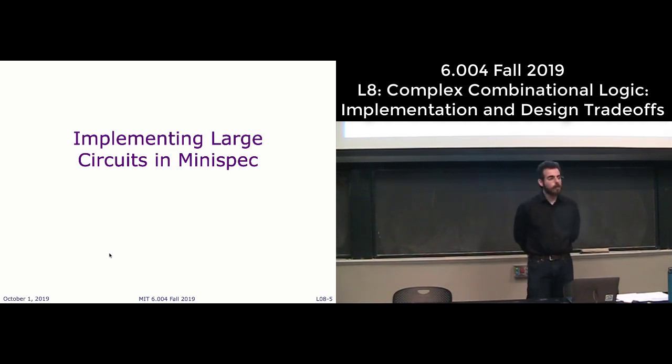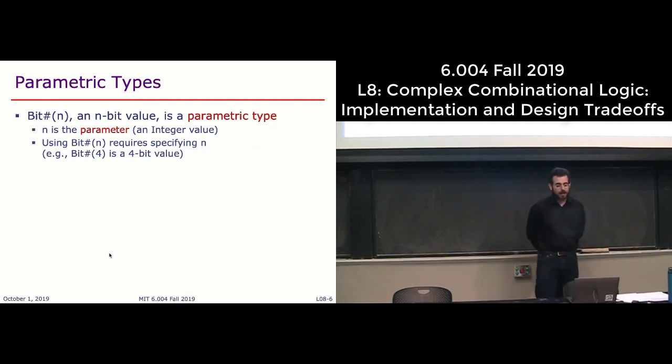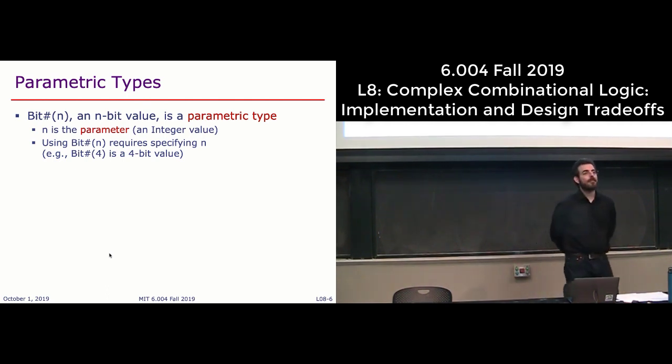And that feature is called parametrics, which sounds like a very scary word, but it's actually a very simple concept. In fact, let me start with one instance of parametrics that we've already seen, which is called parametric types. And we've already seen one parametric type. This is Bit#(n).